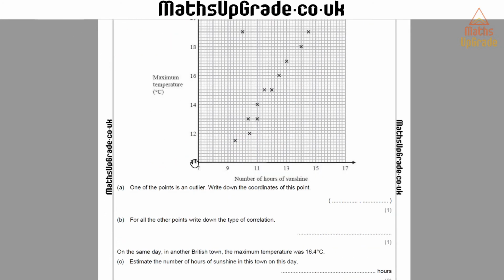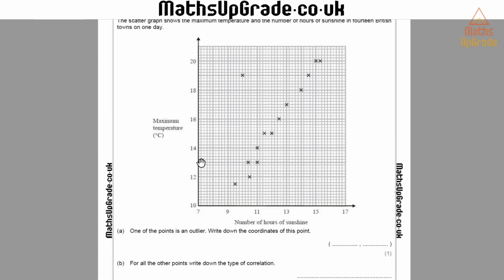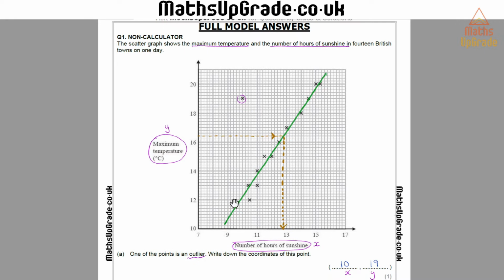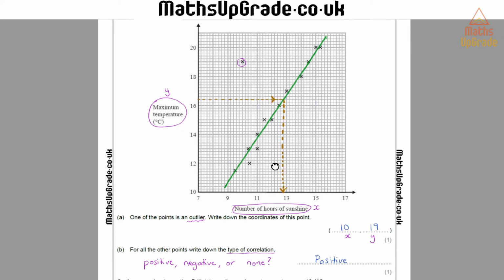Part B, for all the other points, write down the type of correlation. So ignoring the outlier, what's the correlation of these points here? So the correlation is positive. You can see the gradient's positive, so think about y equals mx plus c. The gradient's positive, okay, so it's a positive correlation.